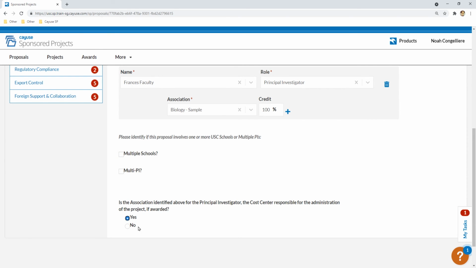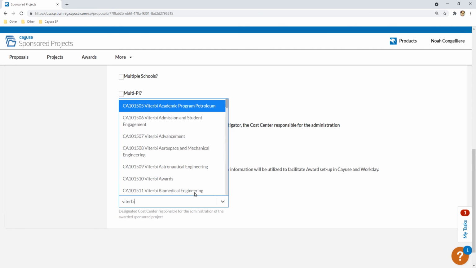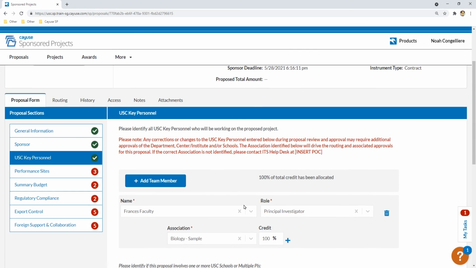If not, then you'll be prompted to actually enter a different PI cost center here from the dropdown. So for example, maybe it's biomedical engineering, right? So I would select that here. And that's it. That's the USC Key Personnel section.